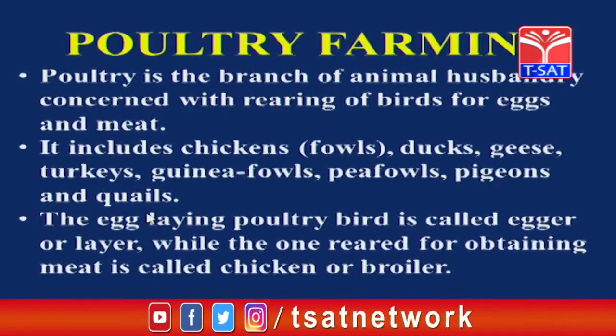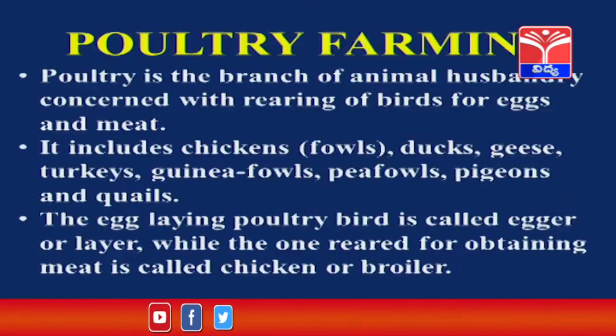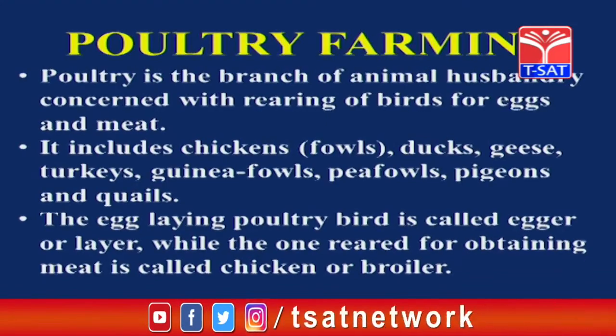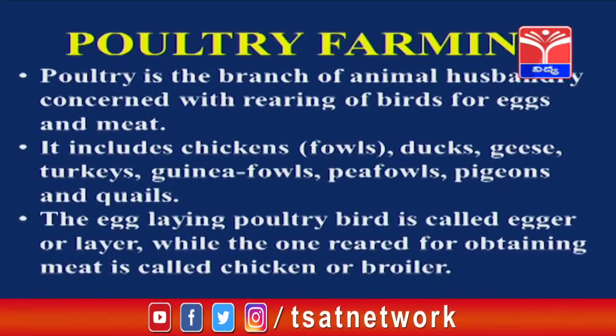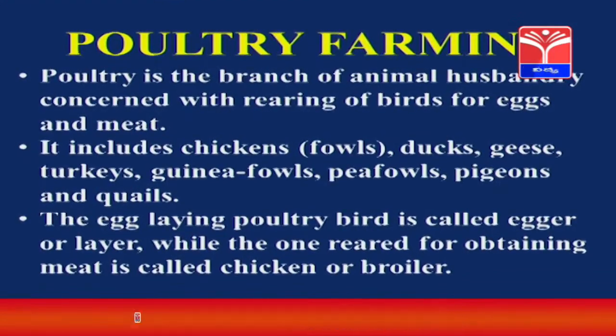And you know that here there are two types of products obtained from this. What are those? Eggs and as well as meat. The poultry which is grown for eggs is called as layers, and the poultry which is grown for meat purpose, they are called as broilers. Poultry birds are of two types. The egg laying poultry bird is called as layer, while the other one which is reared for obtaining meat is called as broiler.